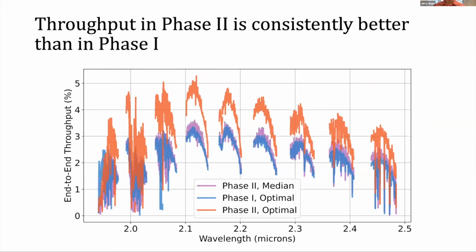What's more encouraging is that over the roughly week-long run in July, we saw that our throughput in phase 2 was consistently better than in phase 1. And this is, of course, contributed to by many components, including new optics that were added that have less losses, as well as more clever designs.